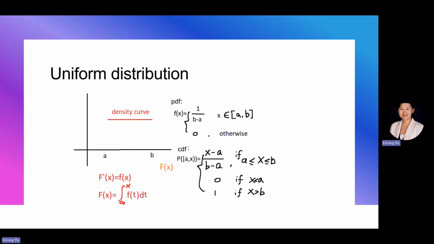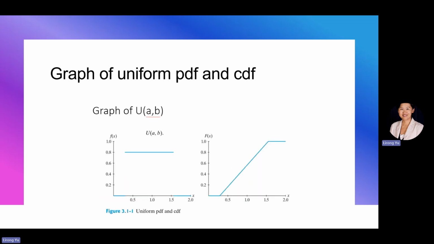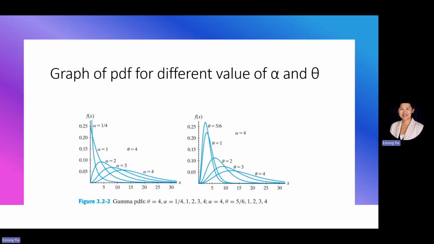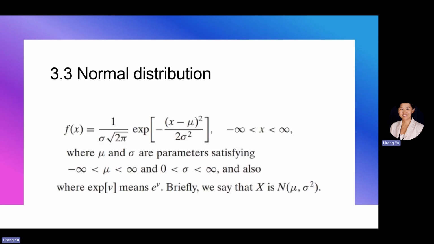So we have a couple of popular distributions that we are going to study in chapter 3. We can start with the uniform distribution, which is the easiest one, but that also makes it a little rigid. And then we move on to other distributions such as the exponential distribution, the gamma distribution, and the chi-square distribution. These two are connected to the same model, that's why they are listed together. And lastly is the normal distribution, which is the bell-shaped distribution.